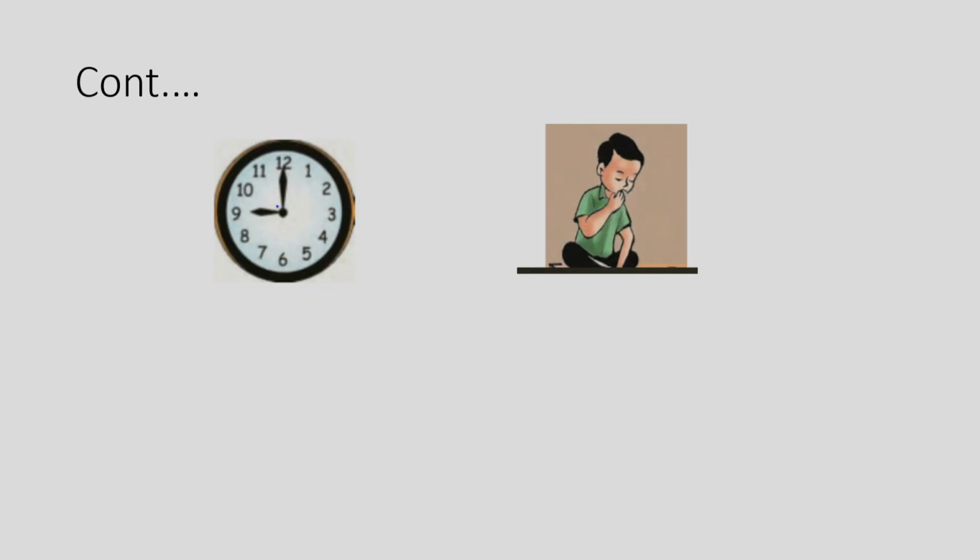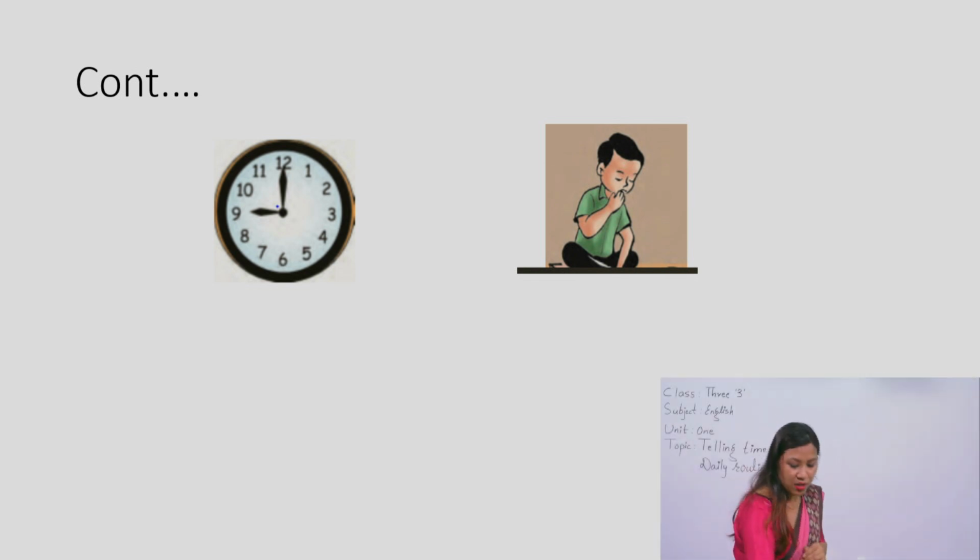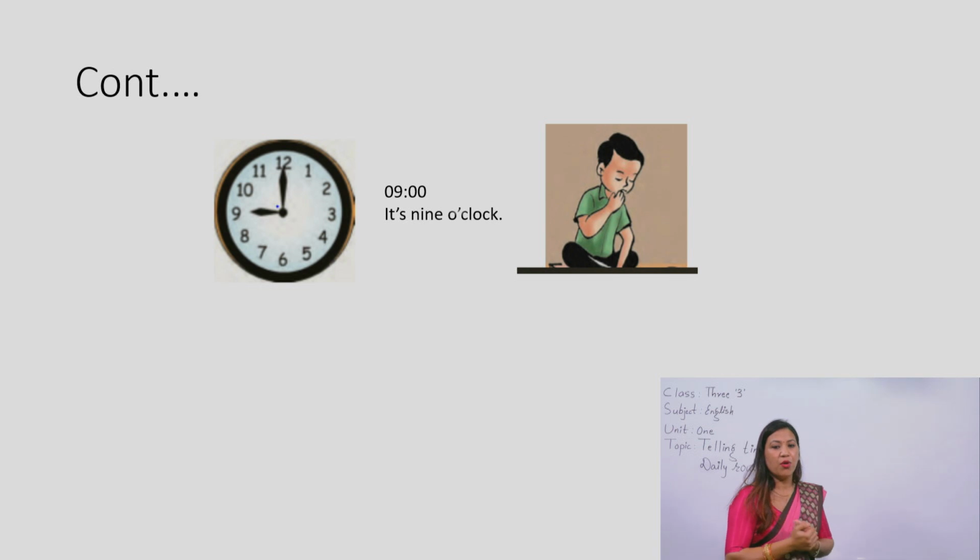In that picture, the short hand is pointing at 9 and the long hand or the minute hand is pointing at 12. So now everybody can say it is 9 o'clock. And in the picture, at 9 o'clock, the boy is having his meal.